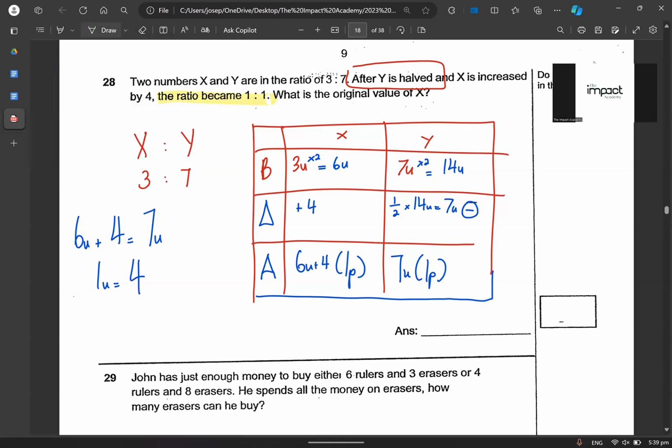Okay, what do you want to do right now? They say, what is the original value of x? How many units? Original value of x is how many units? 6 units. Very good. So we do 4 times 6. That gives me 24. And therefore, this is my answer for this question.